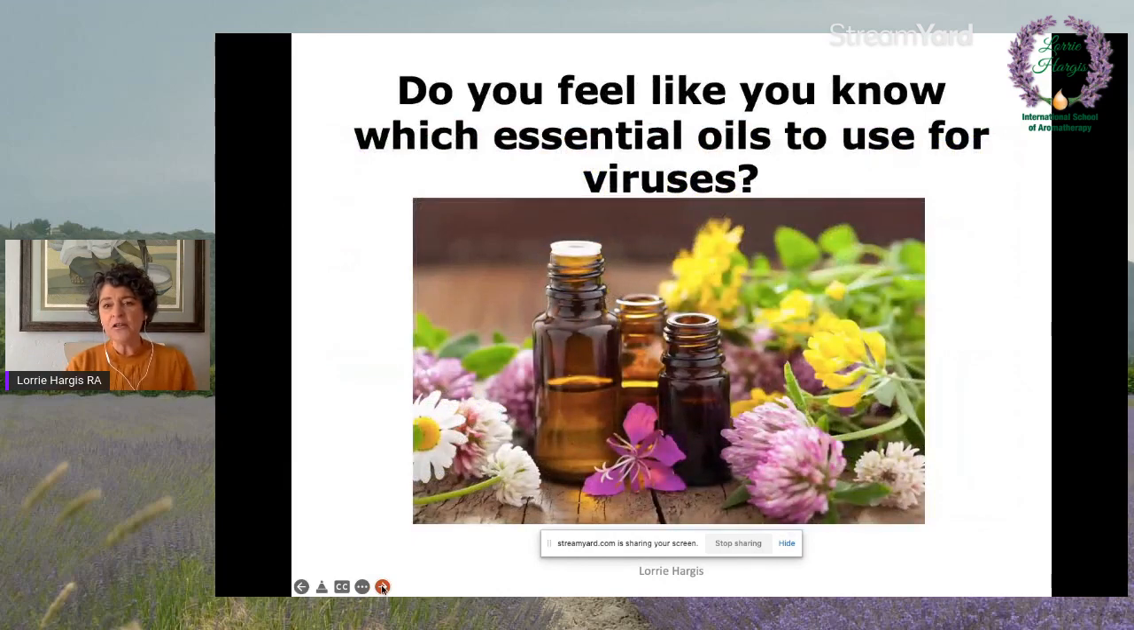So do you feel like you know which essential oils to use for viruses? That is our question. That's going to be our whole question this next 4 days. All right. So how many of you guys feel like you know which ones that you would use? Put them in the chat so that way Ruth and Shirley can see those.